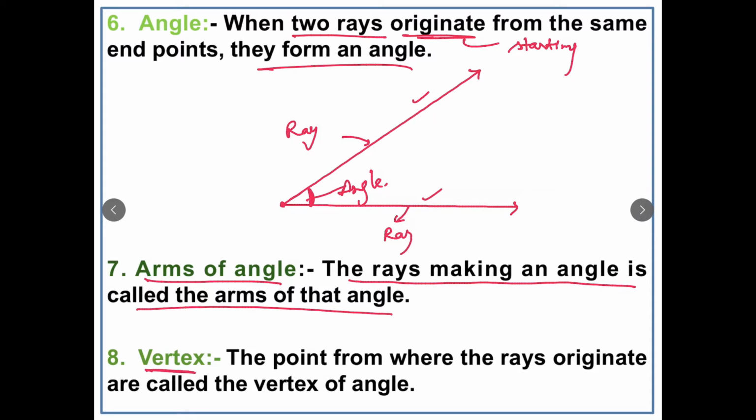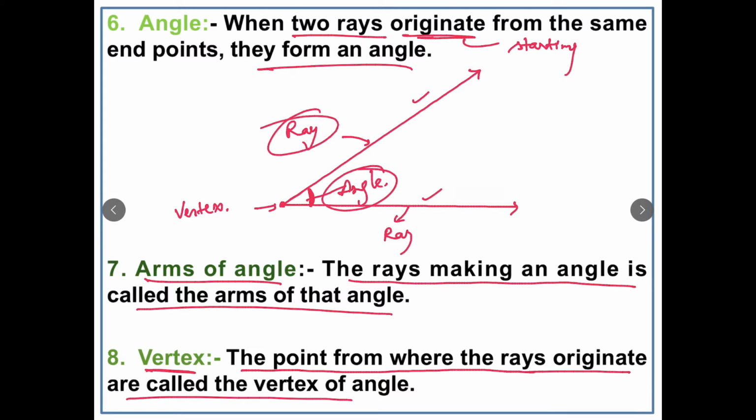Next we have vertex. The point from where the rays originate is called the vertex. So this point is called the vertex of this angle. Simply, it has three quantities: the angle, the rays, and the vertex. The region between the rays is called the angle, the arms which form the angle are called rays, and the point from where the rays originate is called the vertex.